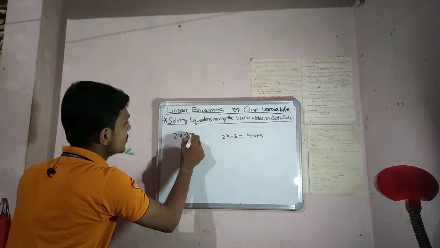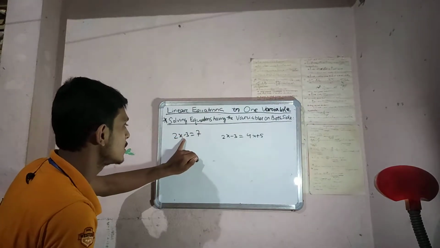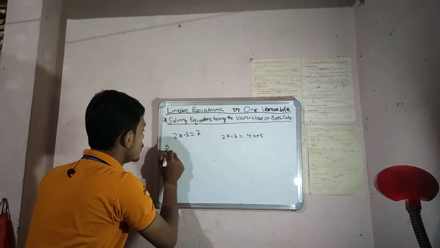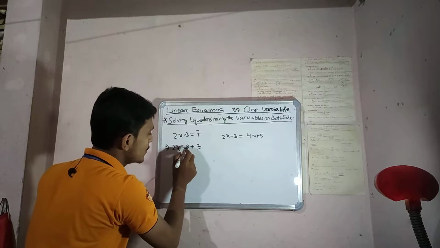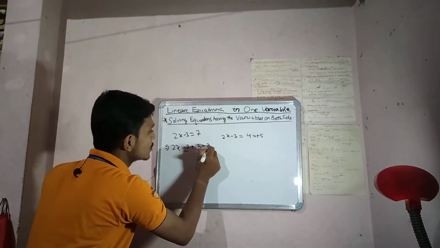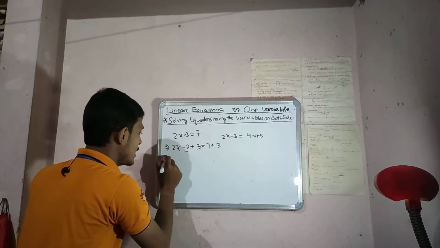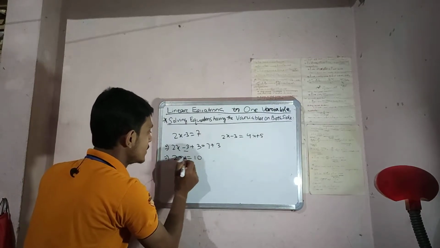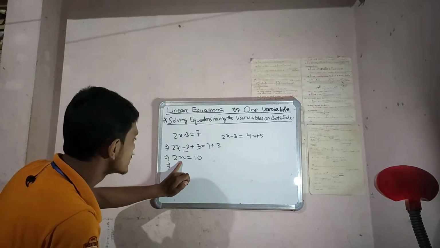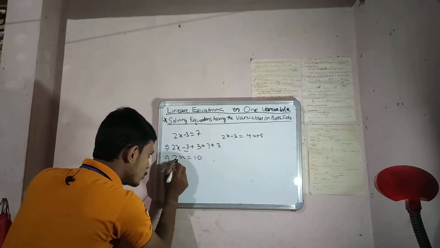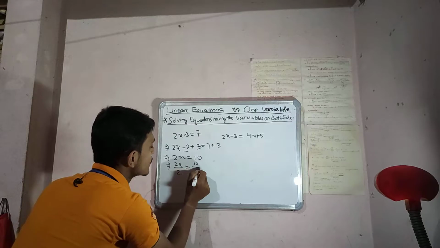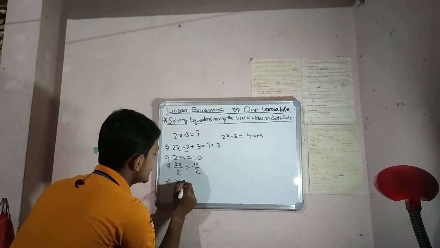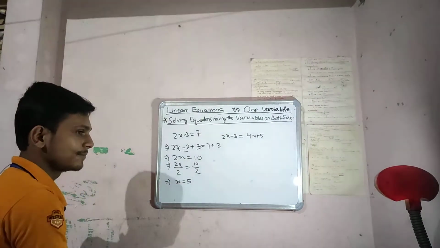2x minus 3 is equal to 7. This is the equation we have studied previously. We can add the additive inverse of the number on the left hand side and also add it on the right hand side. So that is 2x equal to 10. But to remove the 2 from 2x, we can divide by 2 on both sides. That is x is equal to 5.